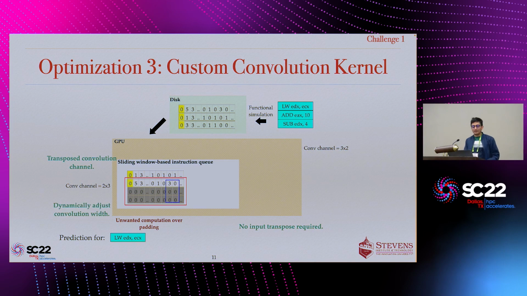For that, what we do is dynamically adjust the convolution width based on the number of instructions present in the input. For example, here we have only one instruction as input for the first instruction. So we can reduce the convolution channel from 2 by 3 to just 2 by 1. With that, we can also avoid computations over paddings. And for supporting both of these optimizations, we develop custom convolution kernels. So that's how we can reduce four data copies to just one non-amortized copy.